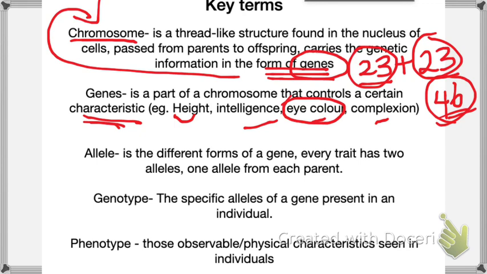And can you tell me why an individual might have two different forms of a gene, or two different alleles? What do you think? What might account for two different alleles? Every individual has two different alleles for the same gene. What might account for that? If you said parents, you would indeed be correct. Because an individual has two parents, each of their parents will contribute one allele to the offspring.